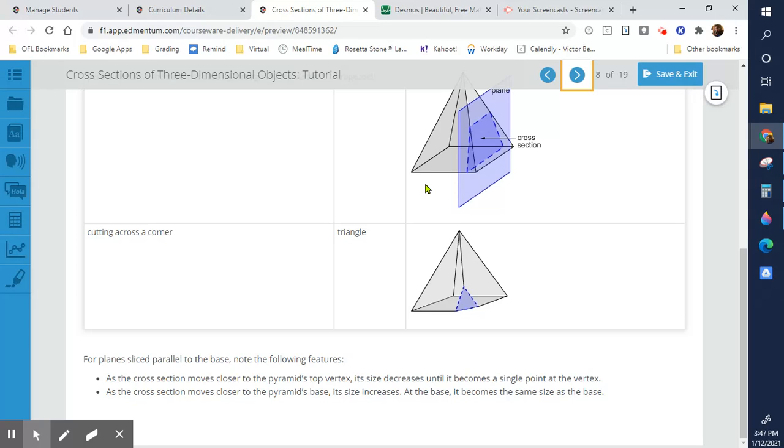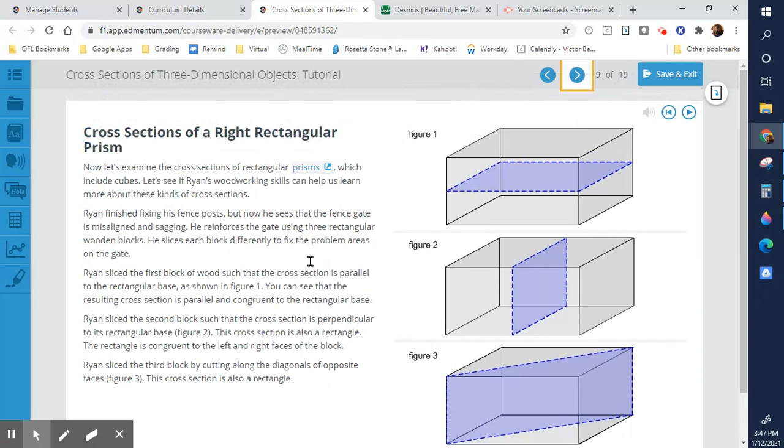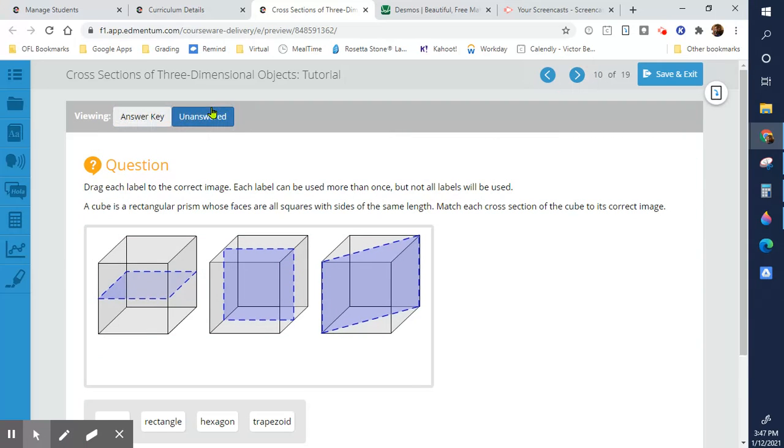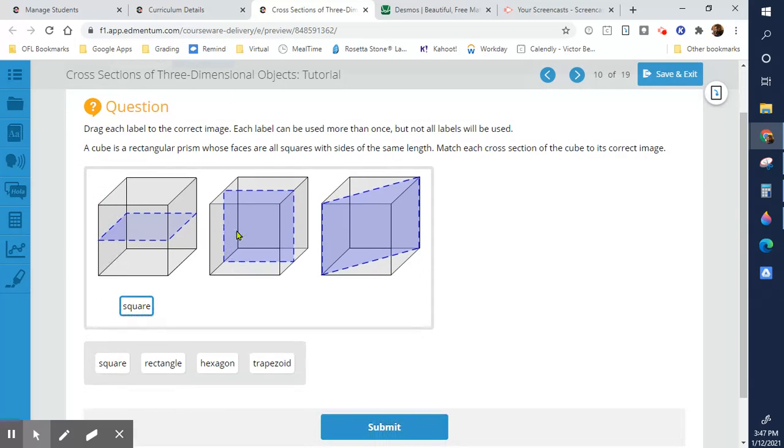All right, so now we're going to talk about cross sections of a pyramid. All right, so cross sections of, oops, well, this is a cube. So a cube is a rectangular pyramid, it's just all the sides are the same. So if we look here, what shape is this going to be? Well, you guys saw it, it's a square because this is a perfect cube. This one is also a square. Now this one, will notice that the top base and the bottom base are equal, but the sides are a little shorter. So that's going to be a rectangle.